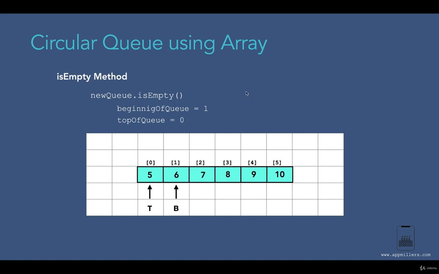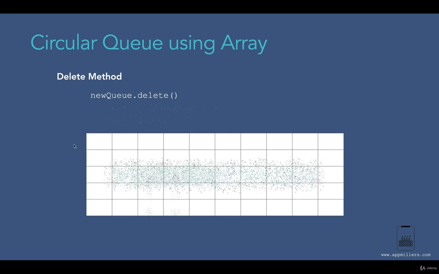Now the next method is the isEmpty method. As we mentioned before, when our queue is empty, the beginning of queue will be -1. So based on the beginning of queue, we can identify whether this queue is empty or not. Here you can see that the beginning of queue is not -1, it is 1, so it's going to return false. This means that our queue is not empty. Finally, the last method is the delete method. We have explained before that in case of linear queue, the delete method is responsible for deleting a queue from the memory. Here it's the same. When we call the delete method for this queue, it's going to delete this array and these references from the memory.